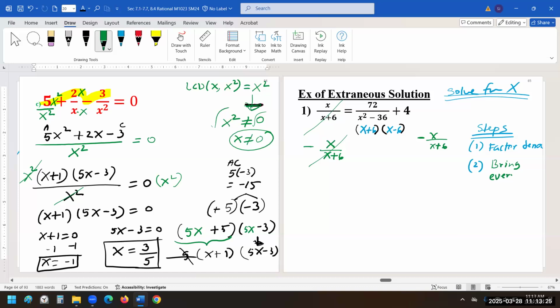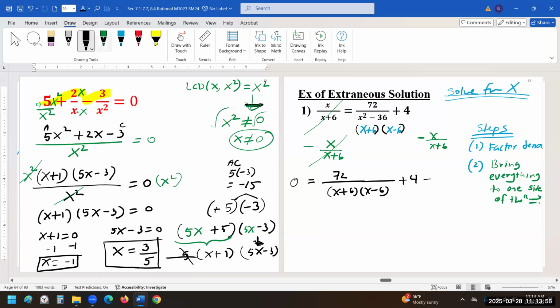Bring everything to one side. Oh, the equal sign. So now we have 0 on one side and we have 72 over x plus 6, x minus 6, plus the 4. And now we just subtracted x over x plus 6. Now you're happy because everything is on the one side.